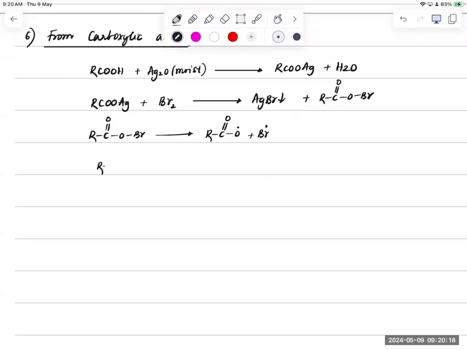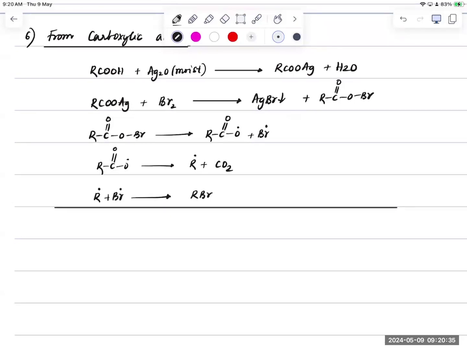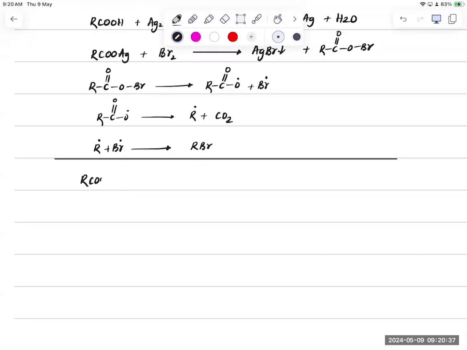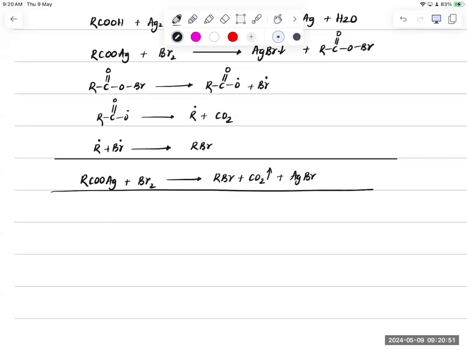And you know that this RC double bond O dot is an unstable form. It will become R dot plus CO2. And this R dot plus Br dot will eventually become RBr. So if I put it as an overall reaction, the overall reaction is RCOOAg plus Br2 becoming RBr plus CO2 plus AgBr. So this is the overall reaction.